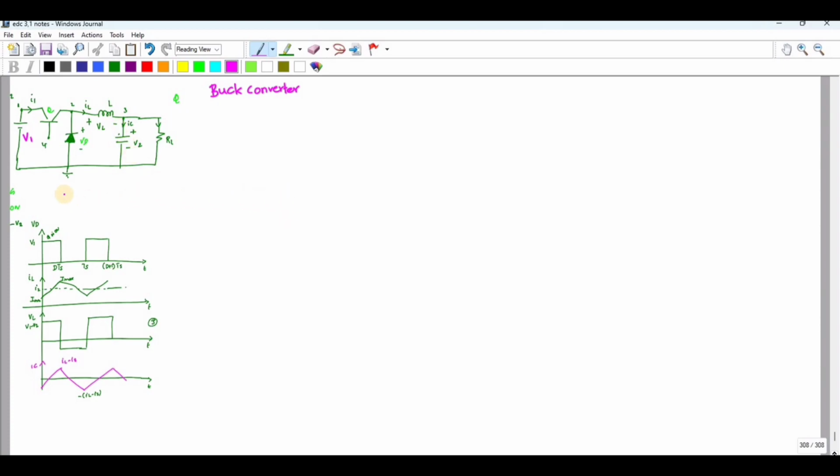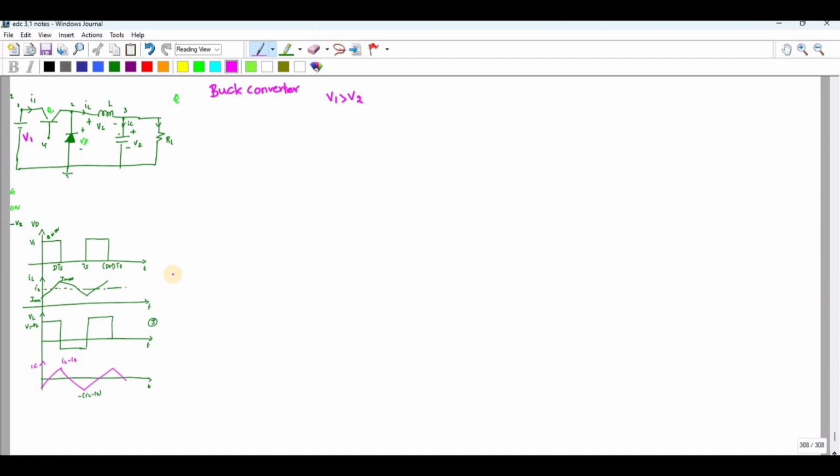Usually, if V1 is 10, you will get V2 lesser than V1. That is why it is called a buck converter. So I can tell V1 is always greater than V2. Normally it does a step down DC to DC conversion.